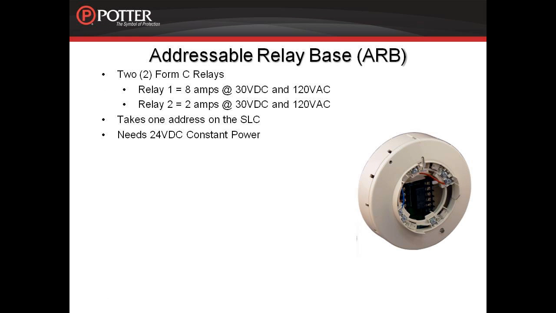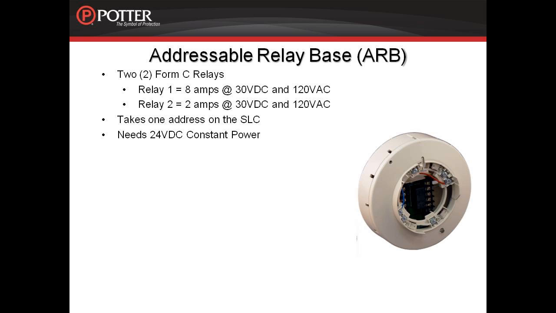The ARB, or addressable relay base, has a built-in relay module. It has 2 Form C relays that can be programmed independent of the detector. The first relay is rated 8 amps at 30 volts DC and 120 volts AC. The second relay is rated 2 amps at 30 volts DC and 120 volts AC. The device is designed such that once activated, both relays change position. There is a dedicated LED on the base to indicate activation of the relay module. The relay will reset when the panel resets.